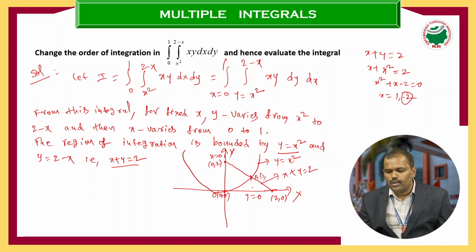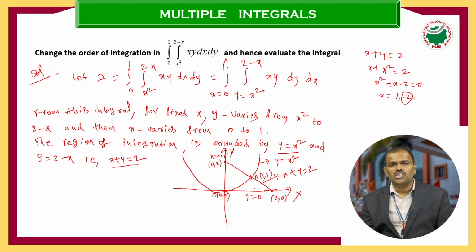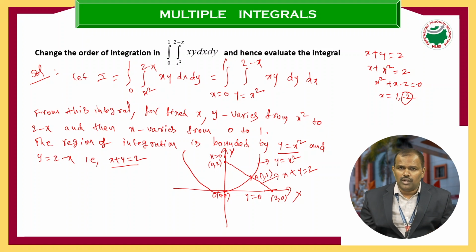Then what about the y value? Substitute x is equal to 1 in y is equal to x square, that is 1 square, 1 only. So the point of intersection is 1 comma 1. So this is the way of finding the point of intersection by solving the given line and parabola.